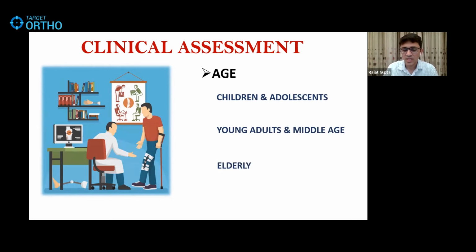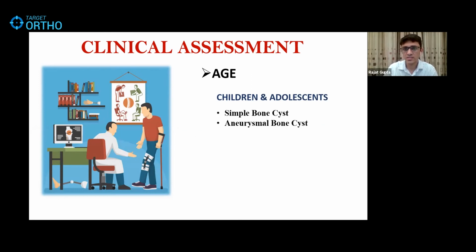When I say children and adolescents, I have broadened the category. It's not 0 to 10, or 1 to 15, or 5 to 15. Because if I say 5 to 15, it does not mean that a patient of 16 years can't have the same tumor. So when I say children and adolescents, you have a vague idea of which age bracket the patient falls in.